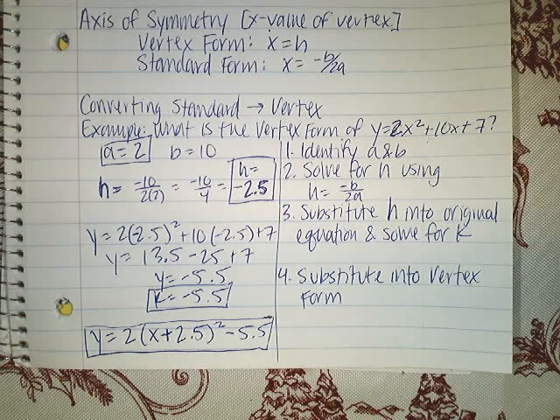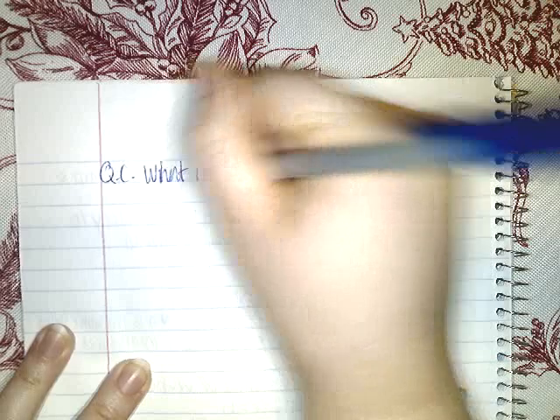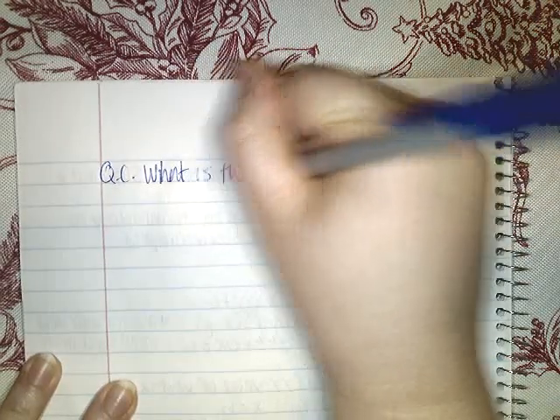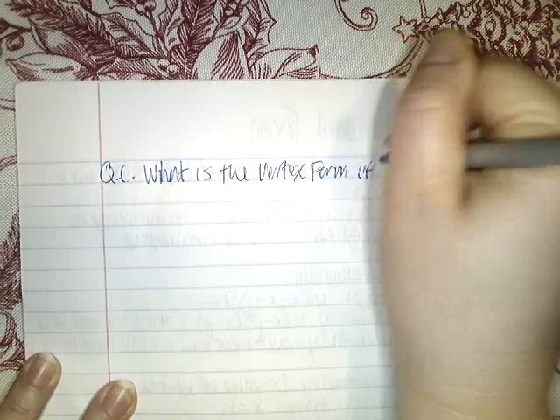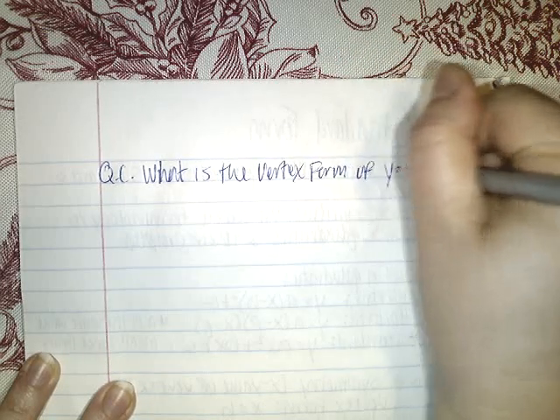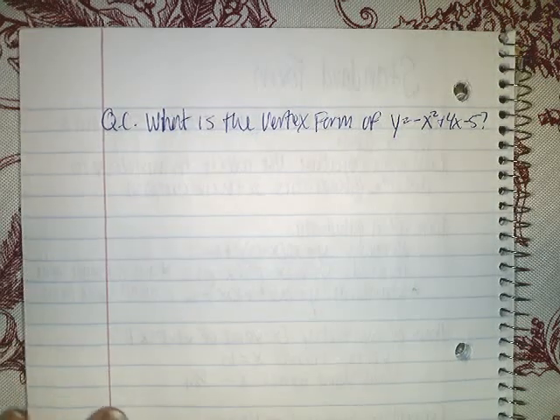So I'm going to flip the page for a quick check really fast. So our quick check, I want you to try this one on your own. What is the vertex form of y equals negative x squared plus 4x minus 5? So try it on your own. Pause it if you need to. I'm going to go over it now.